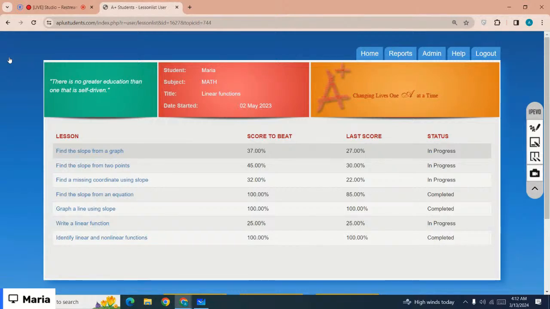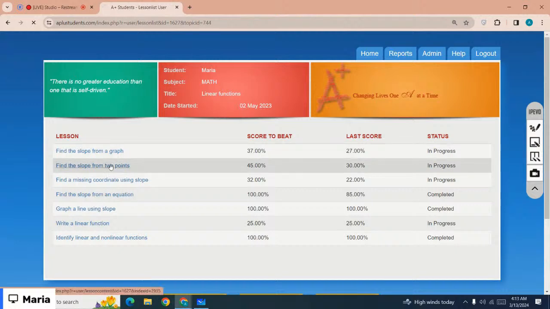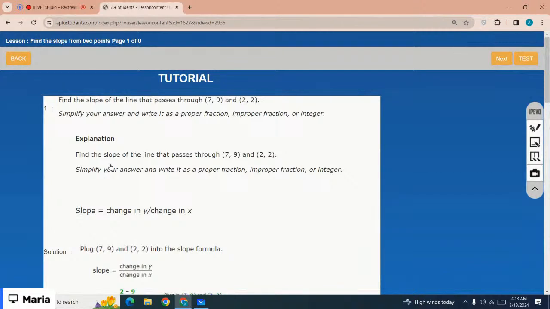The next lesson is find the slope from 2 points. So first we have calculated the slope from the graph. Now we're going to calculate the slope from 2 points. So let's just start with the lesson. Calculating the slope from 2 points is also very easy. You have to use exactly the same method. Earlier, when we were working on the graph, we had to find the points also. Now you're given the points. The rest of the method is exactly the same.